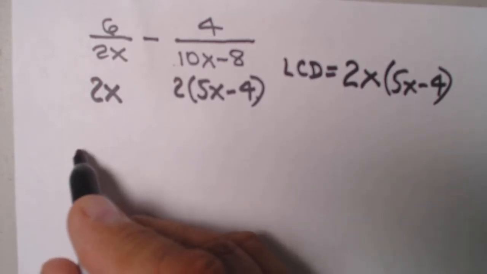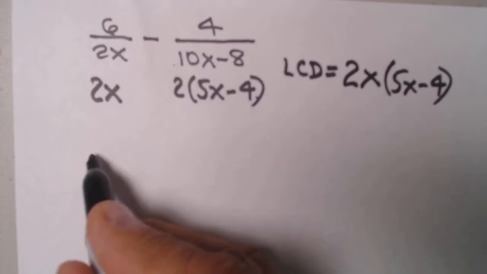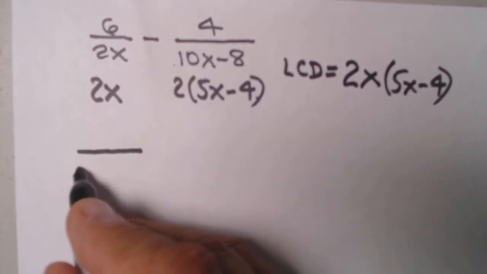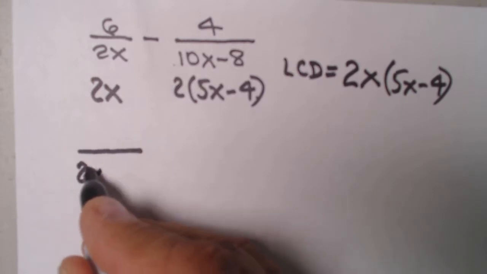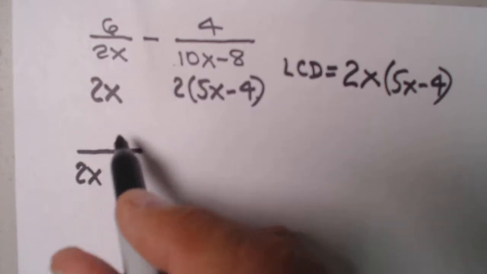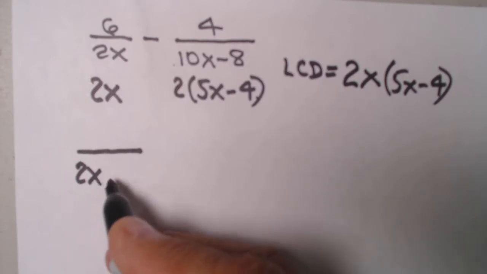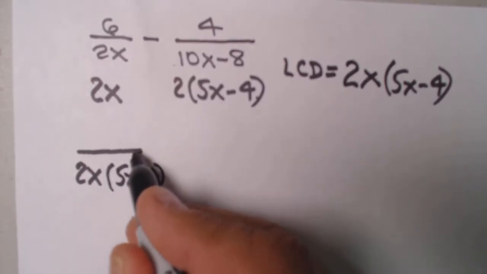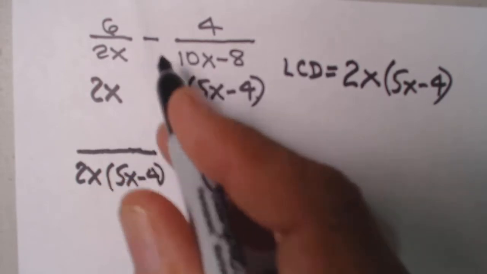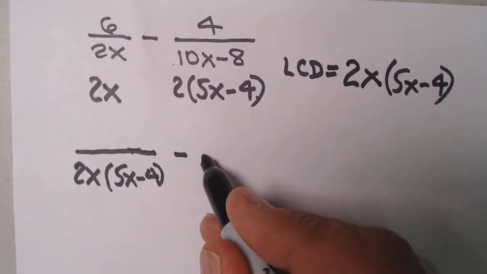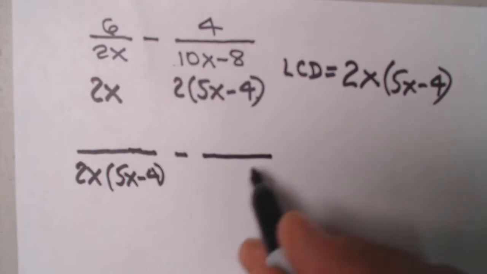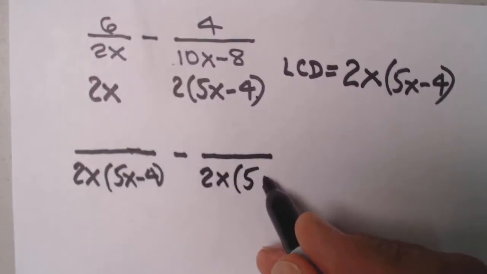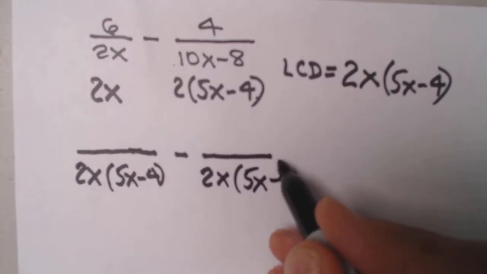Now, here's a way you can handle this when you're changing both of them. Rewrite underneath what the LCD target is you want for each. In other words, for this first fraction, I want 2x times 5x minus 4. Okay. Then there's a minus sign in between. And in the second fraction, I want the same thing downstairs, namely 2x times 5x minus 4.